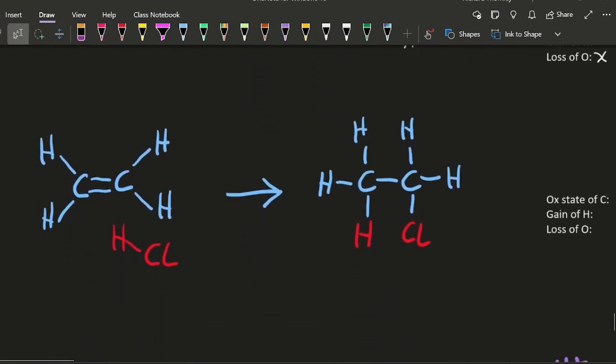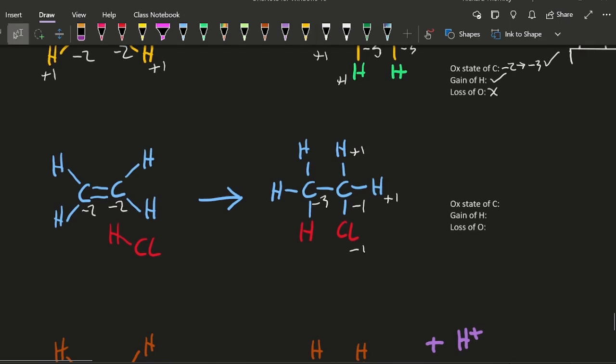Next up, hydrogen chloride. Well, I know I've got oxidation states of -2, -2, just like before. That's -3. Chlorine in the compound's -1, probably. H plus is +1, +1. So that's going to be -1. So let's have a look. The oxidation state of the carbon has gone from -2 to -1 and to -3. That doesn't seem to be consistent reduction. Have I gained hydrogen yet? Lost oxygen? No. Not looking so good there, is it? It is actually electrophilic addition.